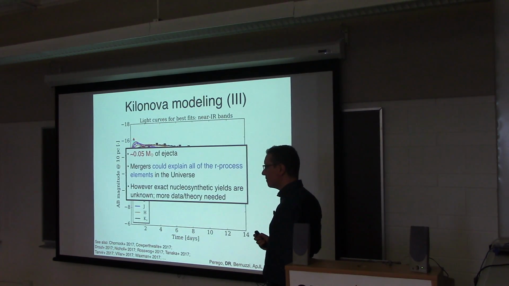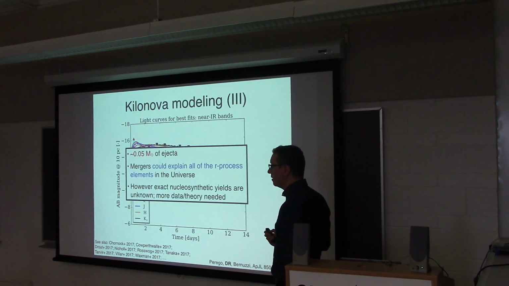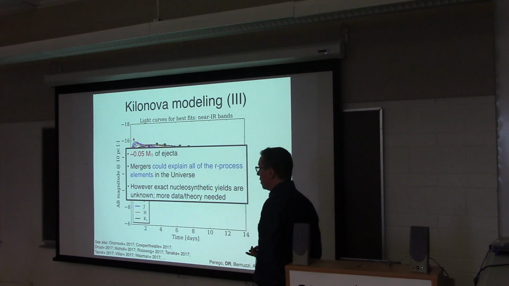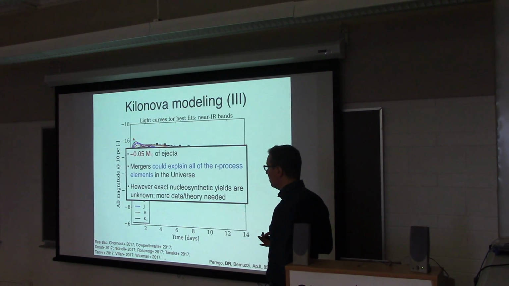This 0.05 solar masses, did that come out of simulation? No, this comes from fitting the data. In your simulations, can you make a prediction? So in the simulations, there are many different components of the outflow. Some of these are under control in simulation, and we can simulate it. So there is part of the outflow that comes immediately out at the time of merger. That's more like 0.01. Yes.